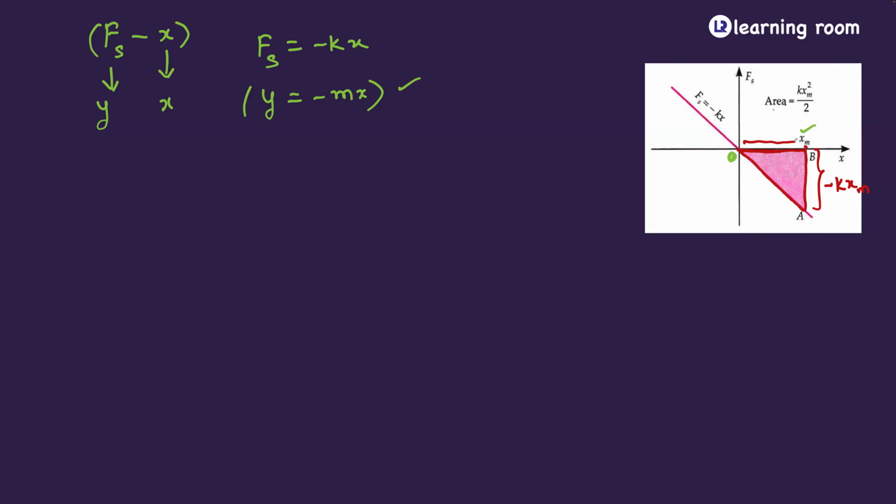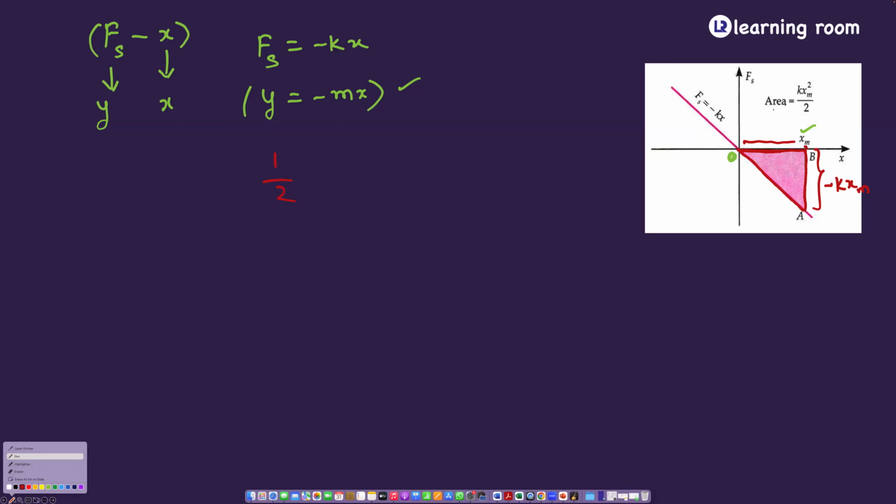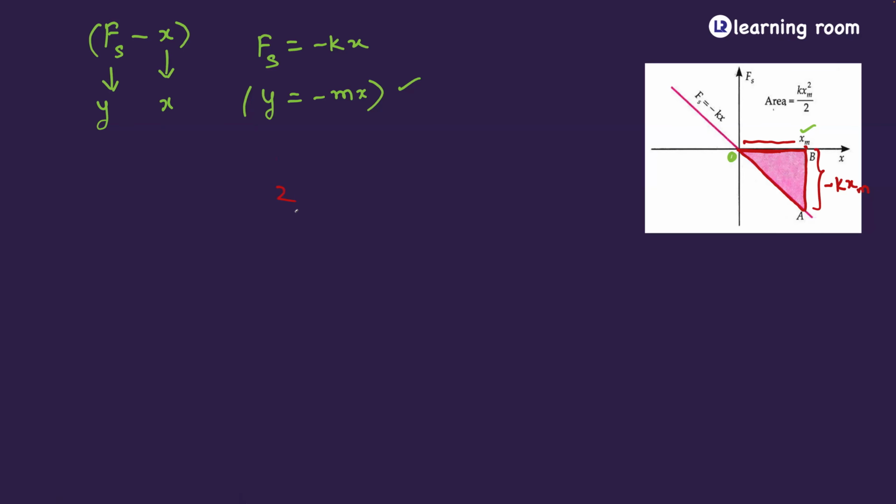So what is the area of a triangle? Area of a triangle is half into base, that is going to be xm, into height, which is going to be minus k times xm. So what are you going to get? You will get the answer as minus k into xm square divided by 2.